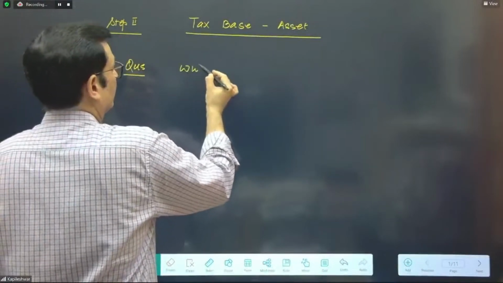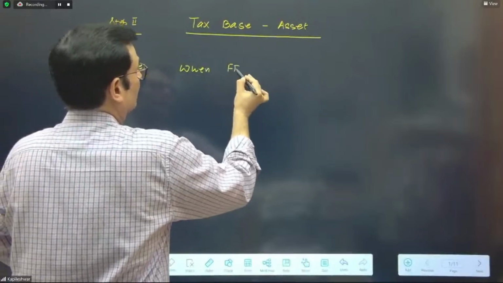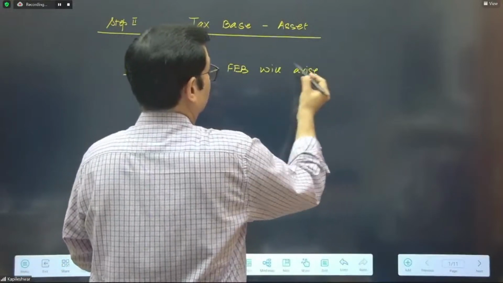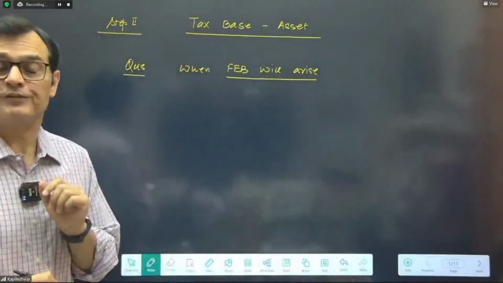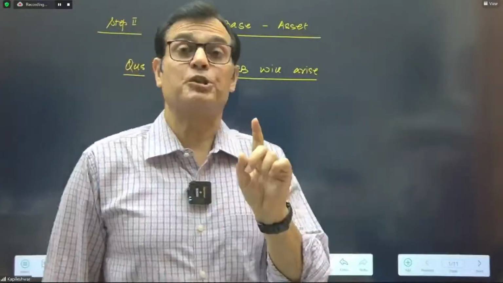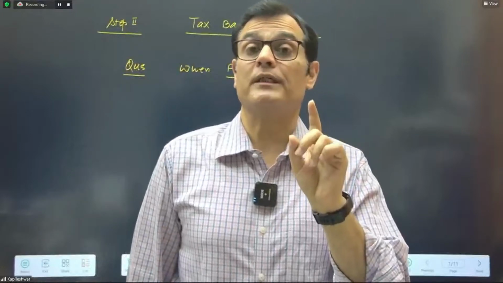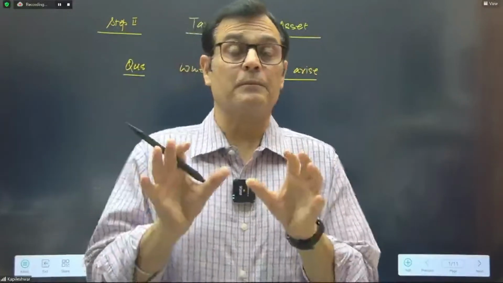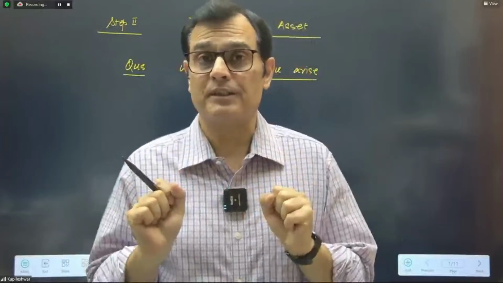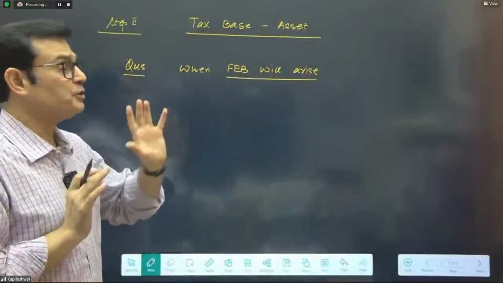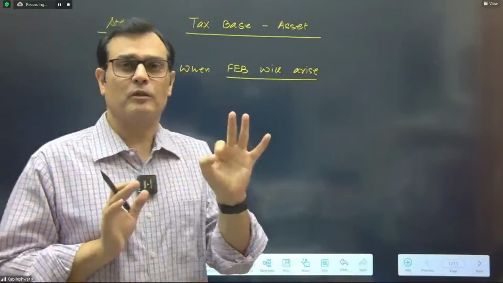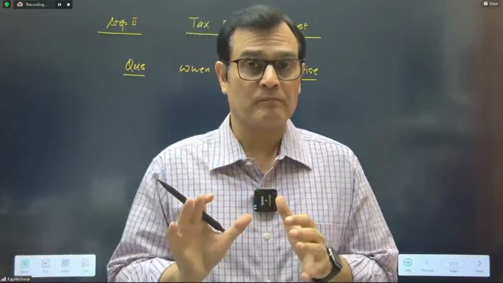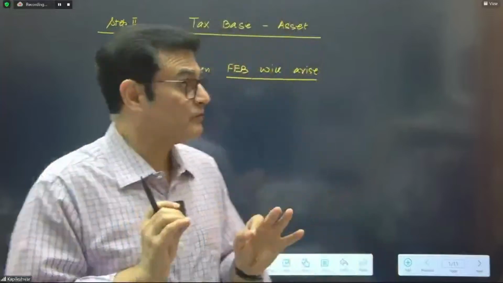When future economic benefits will arise. Underline the words: future economic benefits will arise. Every asset in the balance sheet 100% gives you economic benefits. It may be in the form of collection of that money. It may be in the form of sale of goods and services, whatever. But every asset in the balance sheet is undoubtedly going to give you an economic benefit. So you don't need to ask yourself whether economic benefits will arise or not. This is something which is implied. Economic benefits will definitely arise.